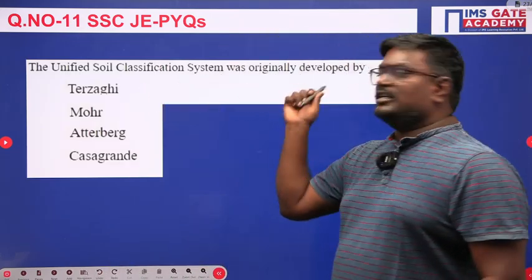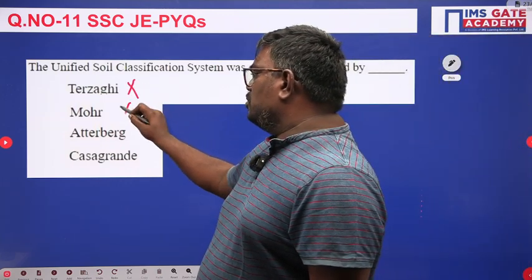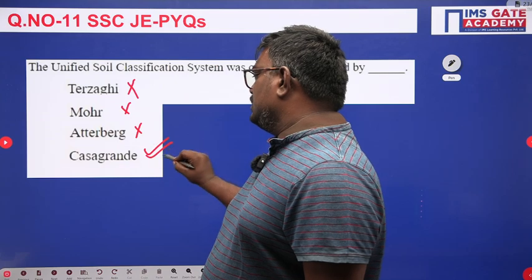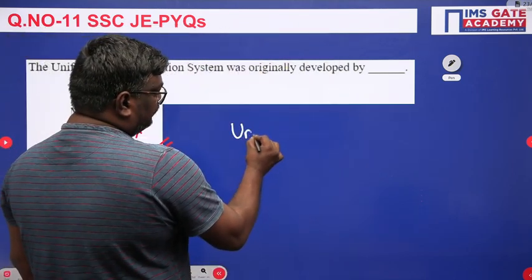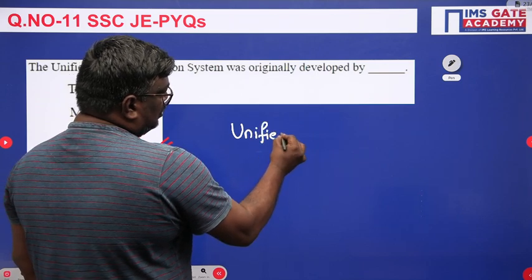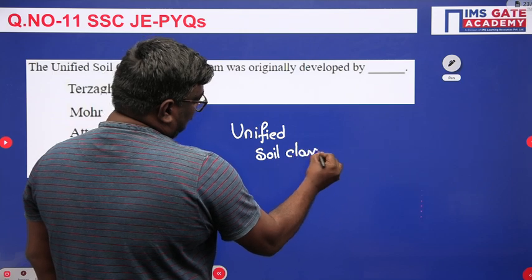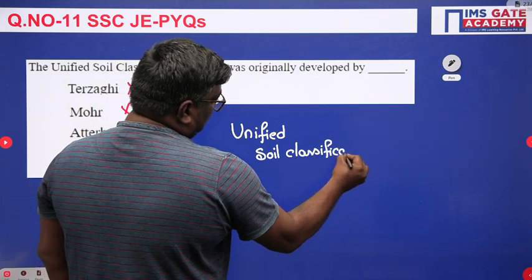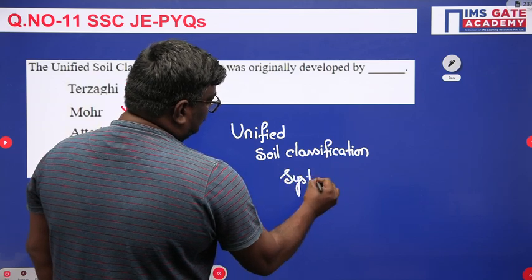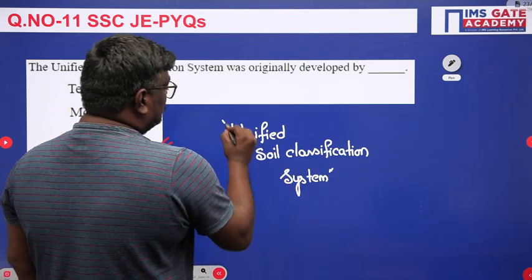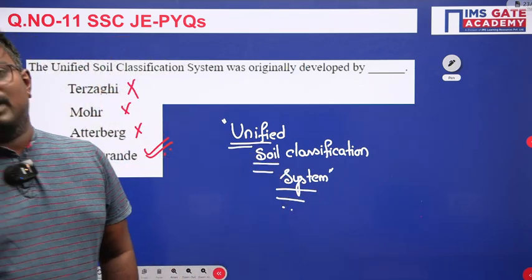The unified soil classification system was originally developed by Casagrande. Now see students, Terzaghi is the father of soil mechanics, not Atterberg limits, but Casagrande. When they talk about the unified soil classification system, the Indian standard soil classification system is actually derived from the unified soil classification system, and the unified soil classification system is also known as the airfield soil classification system. That is another point I would like to add here.